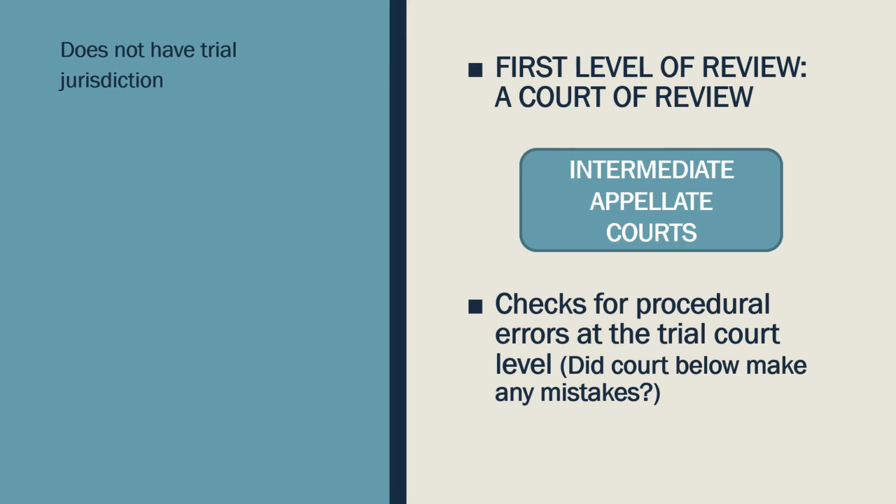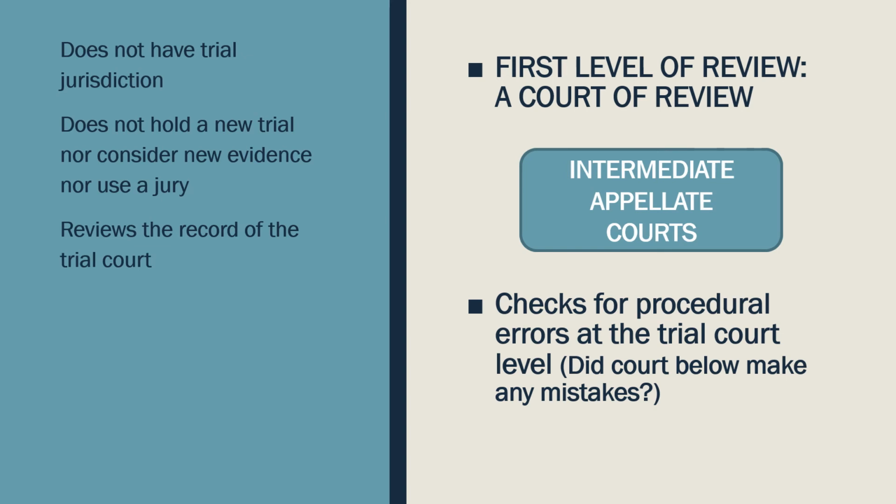So, generally speaking, these intermediate level courts of appeal do not have trial jurisdiction. That's not what we have here at the intermediate level. We're not talking about wiping the trial court decision out and then having a new trial at this level. That's not the way that it works at all. This court is going to review what happened at the trial court level. So no new trials here, no new evidence. They're not empowered to have juries. That's not what happens here. What they're simply concerned with is looking at the record of the trial court, particularly looking at what the judge did, how the judge ruled, what decisions the judge made.